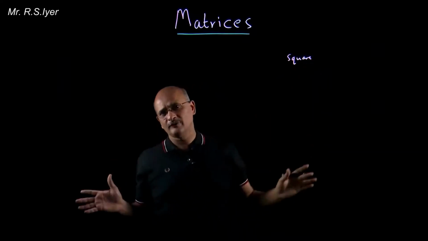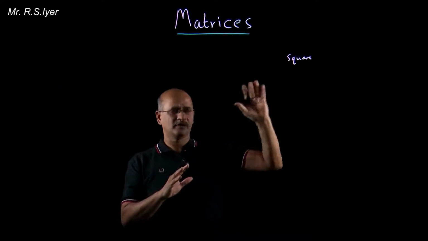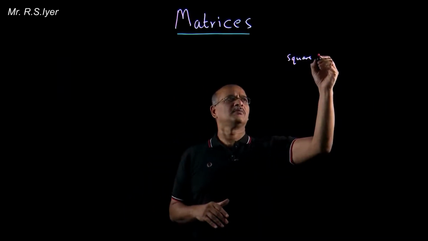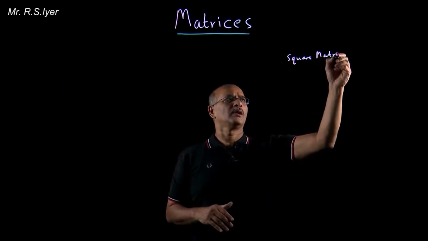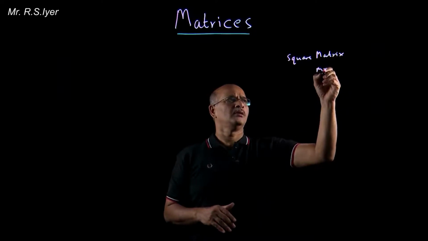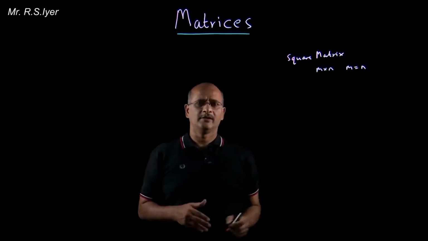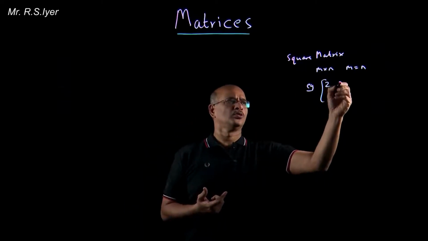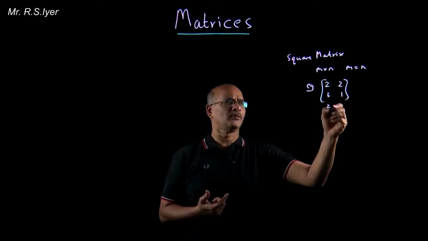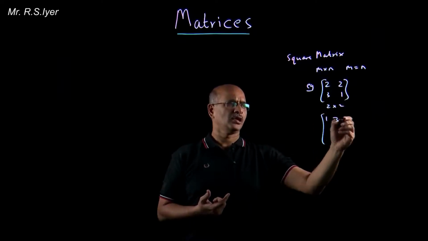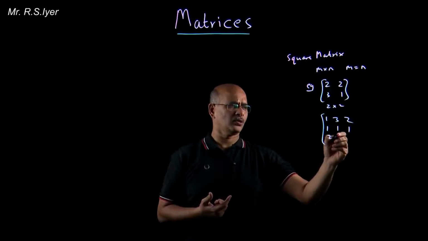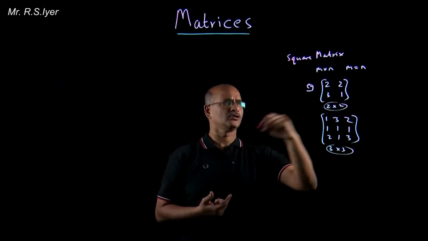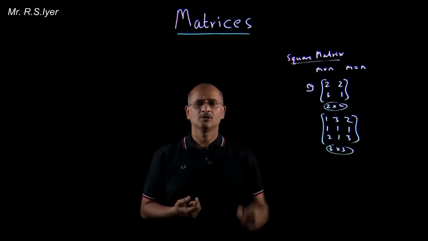I am not talking about all the different types of matrix. Whatever is relevant and more important for 12th standard, that we are taking up. A square matrix, you know what a square matrix is, children? It is m into n, where m is equal to n. Then I say it is a square matrix. For example, in this case, it is 2, 2, 3, 1. So, 2 by 2 matrix. Similarly, 1, 3, 2, 1, 1, 1, 1, 2, 1, 3. So, this is nothing but 3 by 3. So, such matrices are called square matrices.